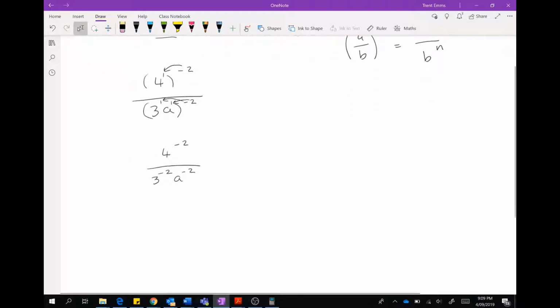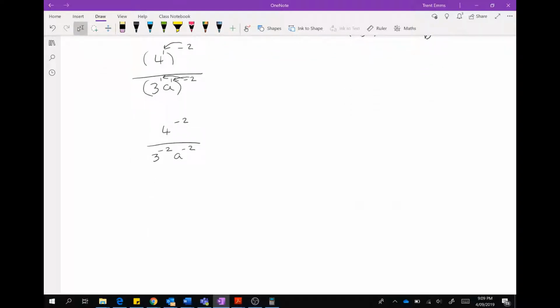Right, a step from there is anything with negative powers, you can swap them where they are on the fraction. So if they've got negative powers and they're on the bottom, you just put them to the top and make the power positive. Similarly, if you've got it on the top, like the 4 here, you can bring it down to the bottom and make the power positive.